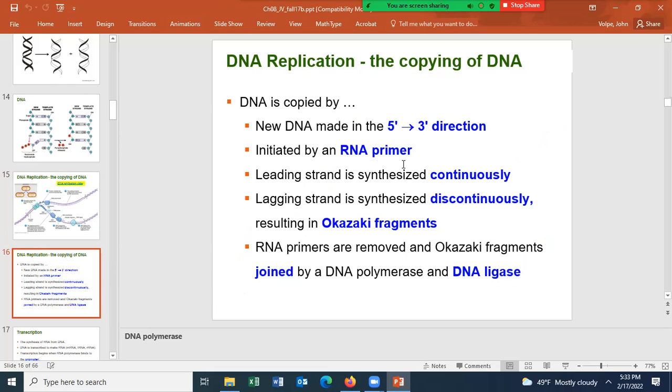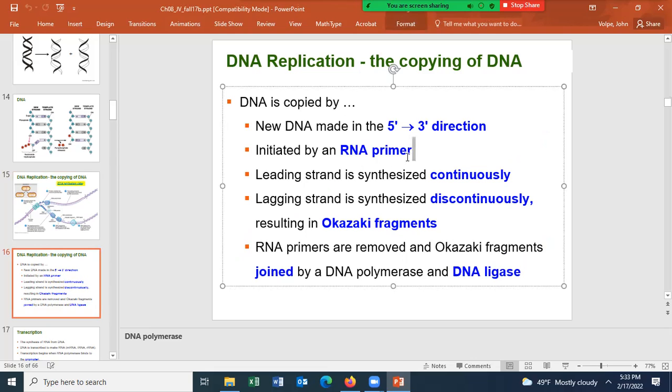The new DNA is made in the 5' to 3' direction. It is initiated by an RNA primer, but I'm unlikely to ask you about any of that. And there's a leading strand where the DNA is synthesized continuously, and a lagging strand where it is synthesized in short patches or discontinuously, resulting in Okazaki fragments. And then the DNA is joined together by DNA ligase. Wherever there's a break in the DNA, ligase will seal that break.